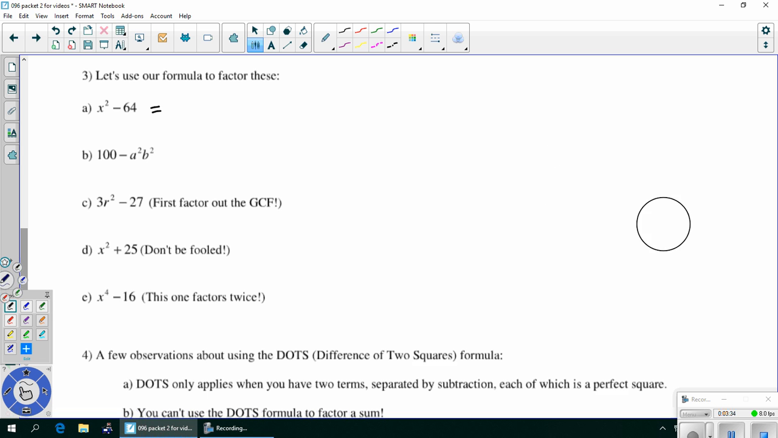So is it 2 terms? Yes, it is. Are both terms perfect squares? Yeah, x squared is a perfect square and 64 is a perfect square. Dead giveaway. If it was 65, this would not be a difference of 2 squares, but that 64 is a perfect square. Last question, is it subtraction? Is it a difference? Yes, it is. And so if the answer to those 3 questions is yes, then you get to use this new formula. Again, the 3 questions: is it 2 terms? Are they both perfect squares? Is it a subtraction? 3 yeses means we get to use this formula.